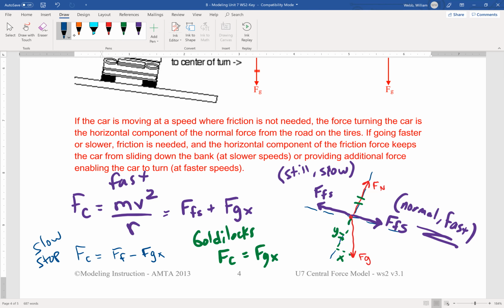Could you please repeat what FGX is again? It's this X component down here of the weight force. Oh, okay. Any other questions?